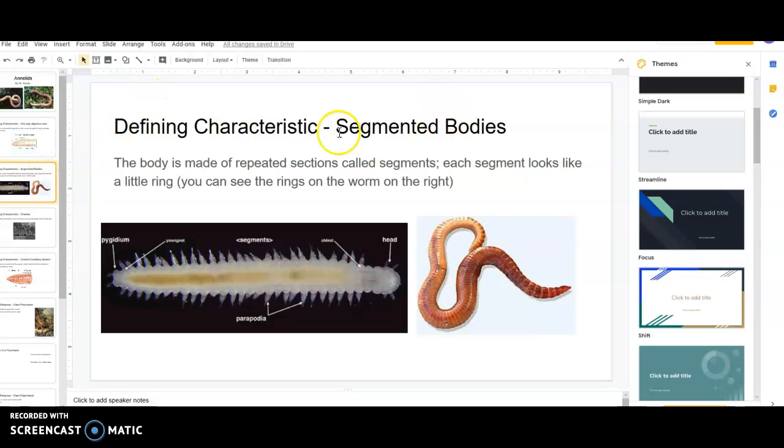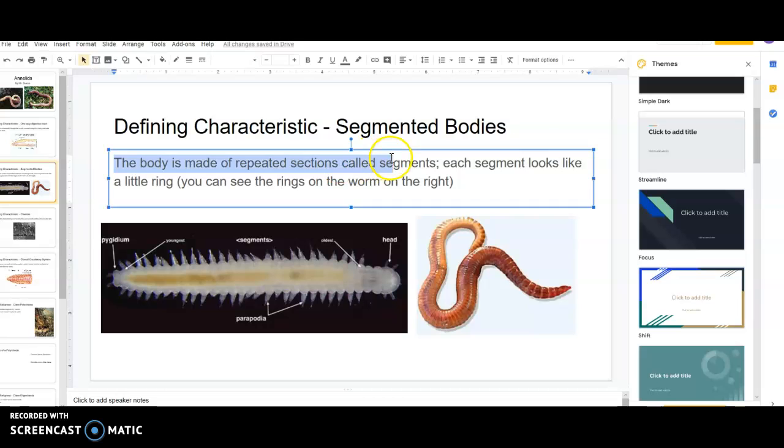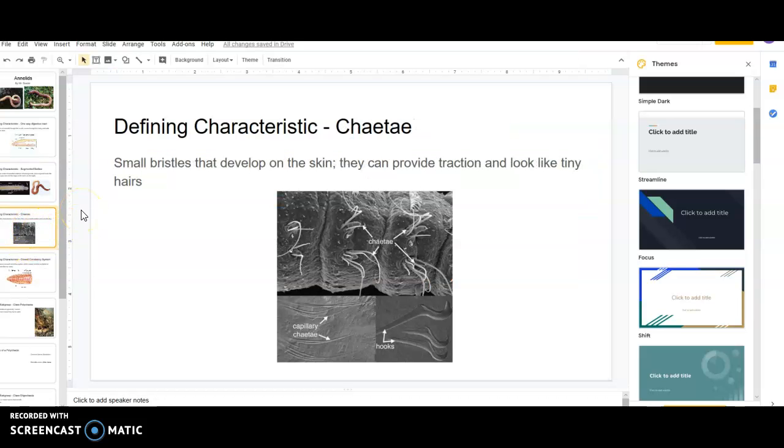Another characteristic of these guys is segmented bodies. They have repeated sections called segments. Each segment looks like a little ring. You could see it here, or in this guy, the vertical sections going across, you can see as well. Another defining characteristic is chaetae, I believe it's pronounced, and they're just small bristles on the skin. They can help provide traction when they're in the ground. They can hook onto things, and that's a microscopic picture of one.